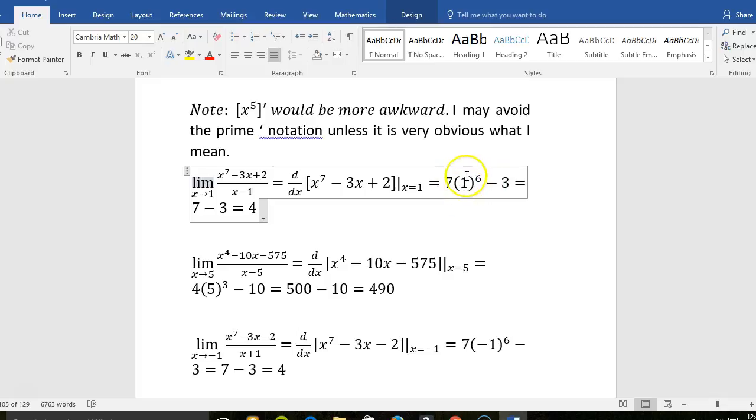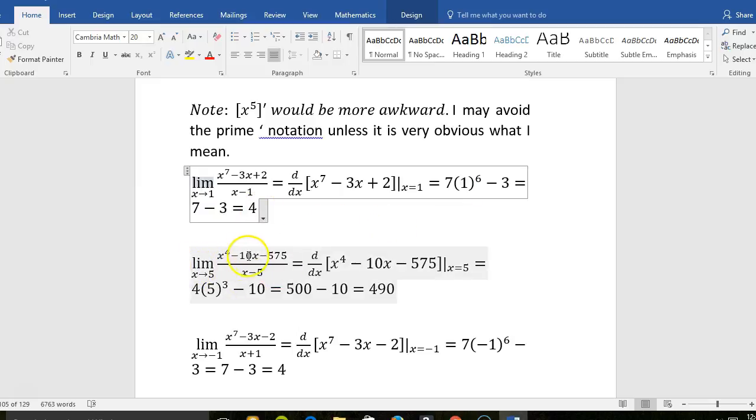Okay, x is 1, because here x is general. Here we're replacing x. This is telling us to go ahead and do the derivative, get 7x to the 6 minus 3, and then throw 1 in there. In for x, replace x with 1. But hey, now guys, 1 to the 6 is just 1, and 1 times 7 is just 7. The 7 just stays put, so we just get 7 minus 3, and that's 4.